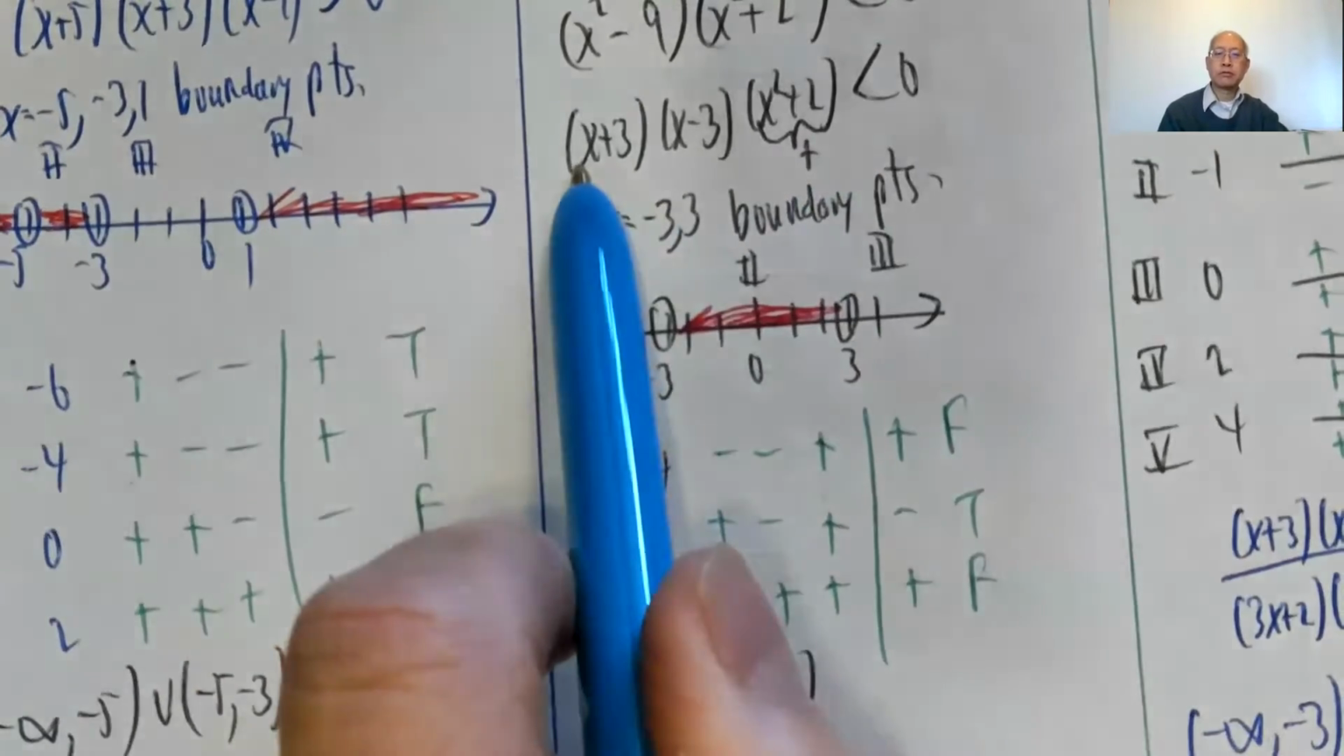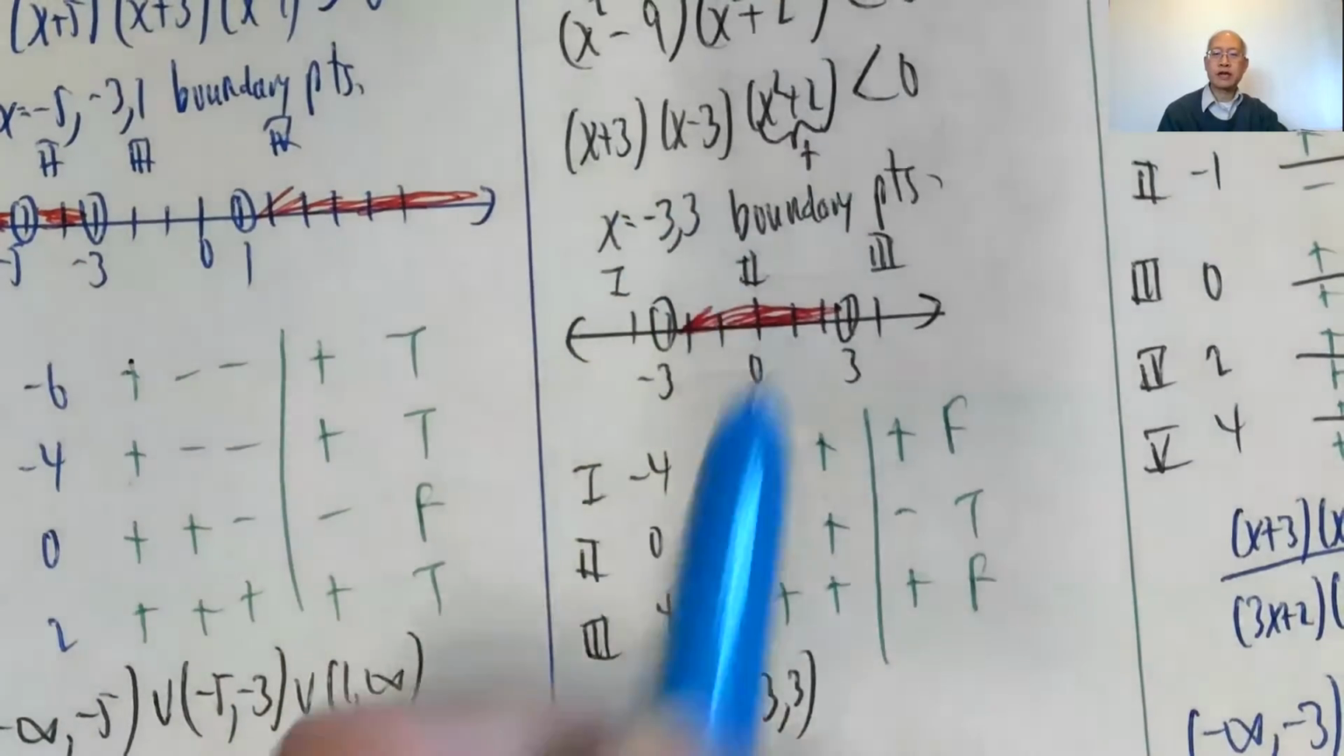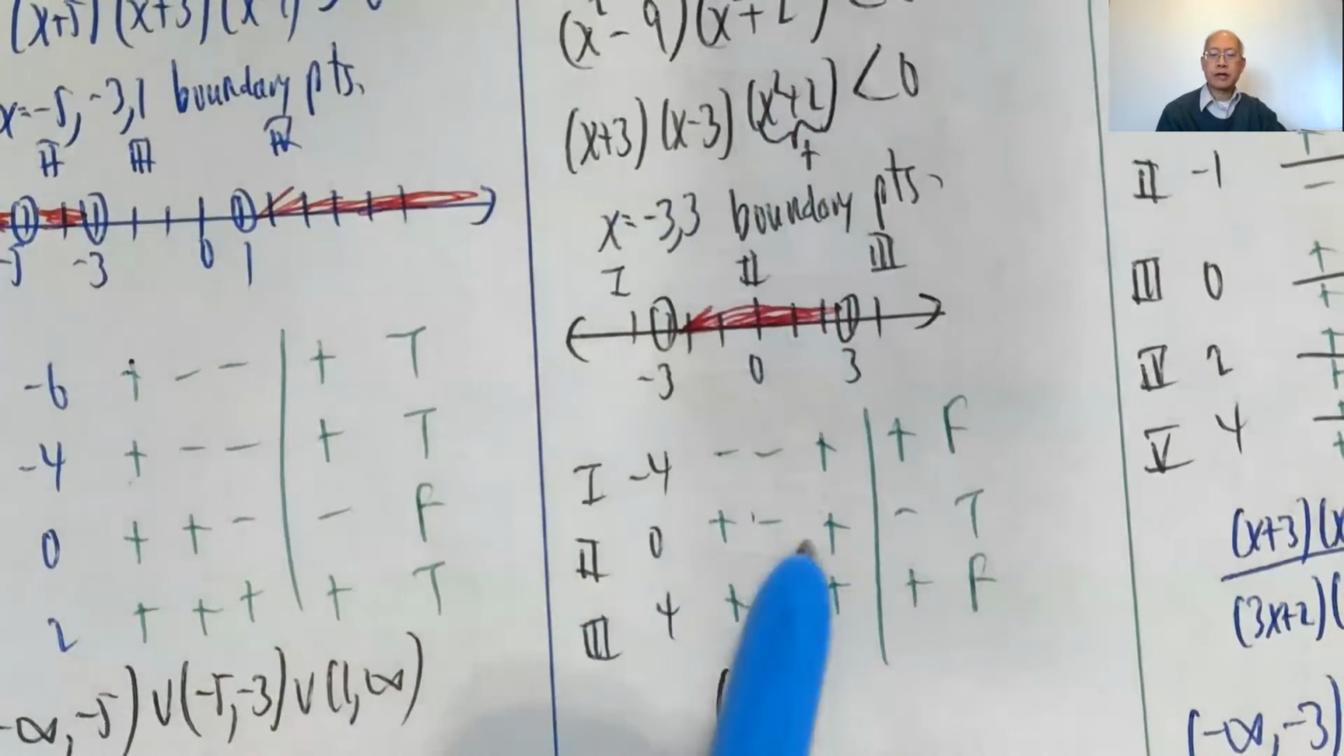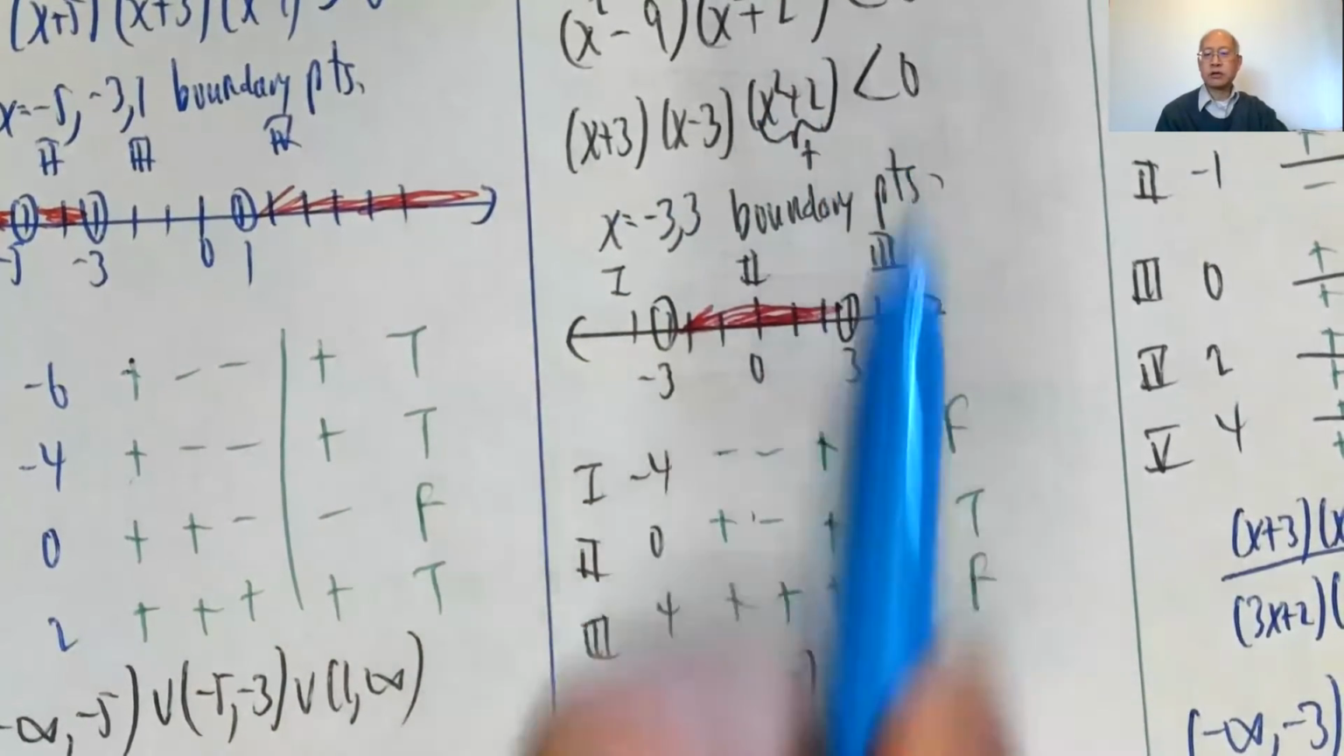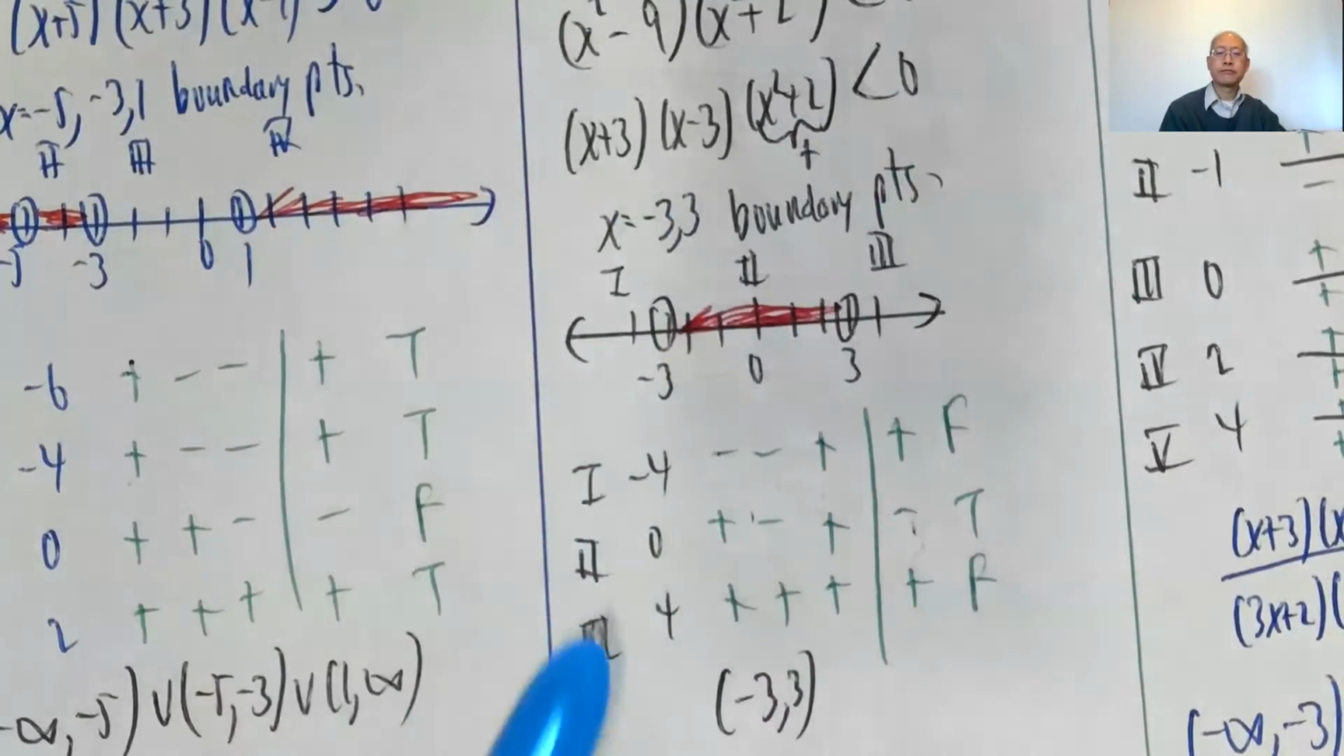Region 2, 0. 0 plus 3 is positive. 0 minus 3 is negative. That's always positive. Multiply them together, you get a negative. Is a negative less than 0? That's true. Shading region 2.